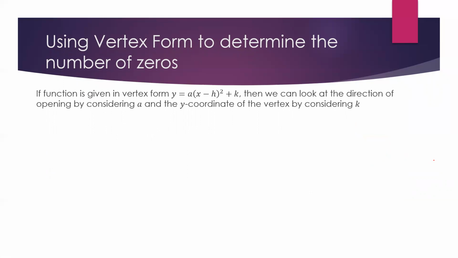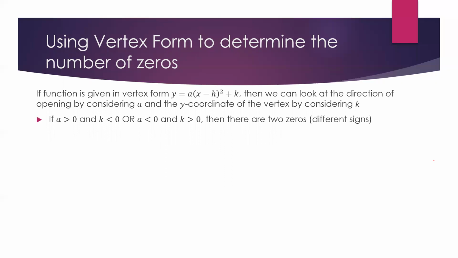So the first test that we did is the discriminant test, which is when it's in standard form, we're just checking algebraically whether the number under the square root is positive, negative, or 0. What we look at now is a different way that we could test this. You could put your function in vertex form, and then we're looking at the direction of the opening, whether it opens up or down, as well as the vertex.